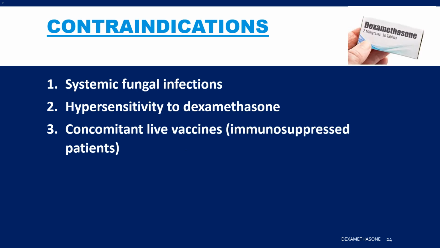Contraindications of dexamethasone. 1. Systemic fungal infections. Dexamethasone is contraindicated in patients with systemic fungal infections, as it can worsen the infection by suppressing the immune system. 2. Hypersensitivity to dexamethasone. Patients who are hypersensitive to dexamethasone or any of its components should not receive the medication, as it can cause severe allergic reactions.